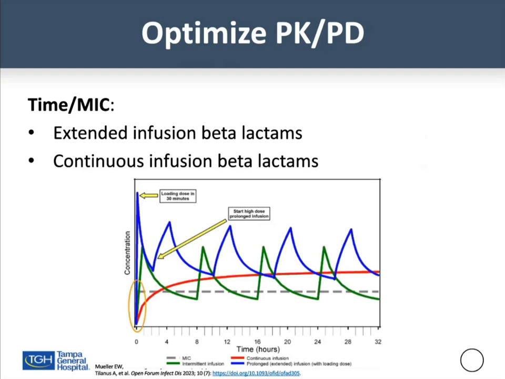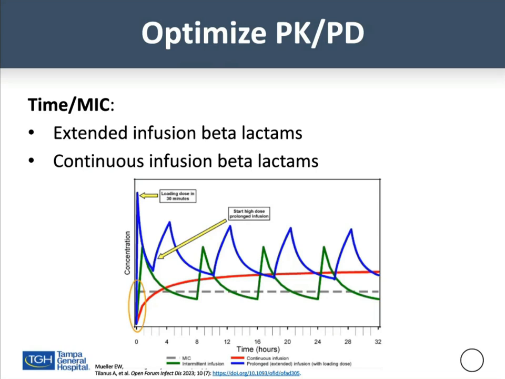So this visual is showing the different dosing strategies. Your standard intermittent infusion here is shown in the green bar. So you have a 30-minute infusion. You can see that you have a decent amount of the dosing interval that's over that MIC, but there is a period of time where your drug concentration goes below that dotted gray line of the MIC. In order to keep more of our drug concentration over that MIC, we can do an extended infusion, which is shown in the blue line here.